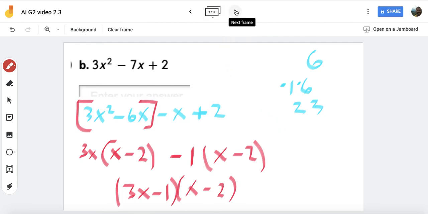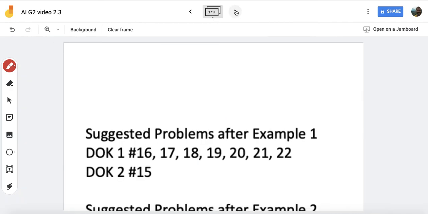Your teacher could assign any of the following problems, 16 through 22, 15 through 22. Check with your teacher, see what they assigned to you.